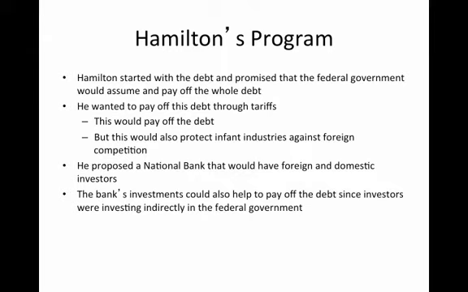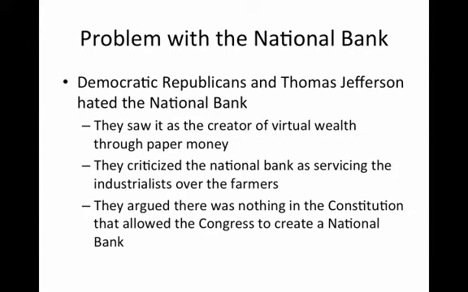He then proposed a national bank that would attract foreign and domestic investors. The bank's investments could help to pay off the debt since investors were investing indirectly in the federal government since the national bank would be under the federal government's control.